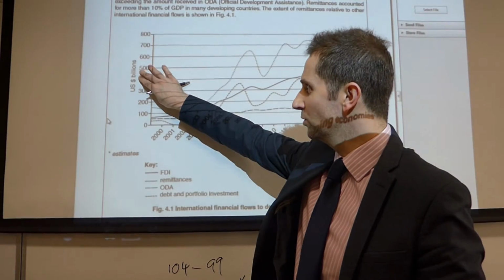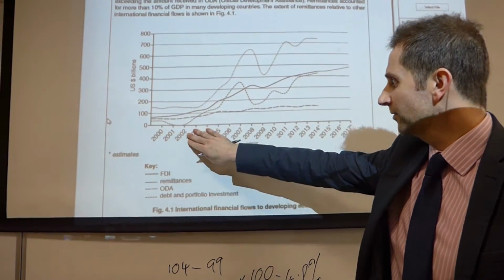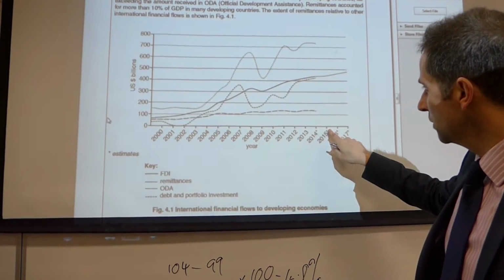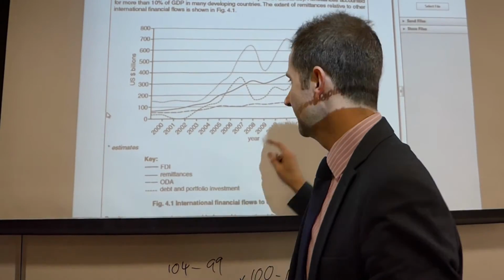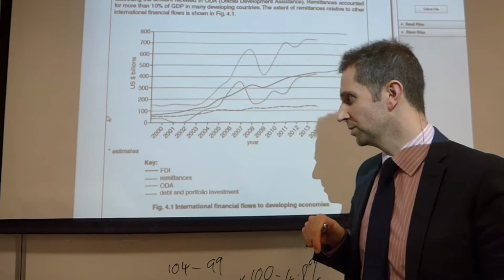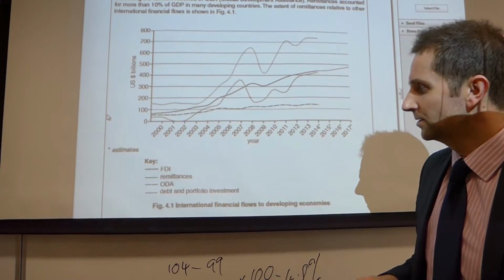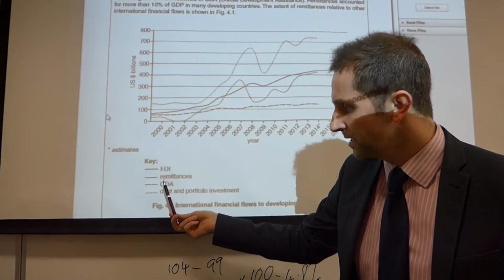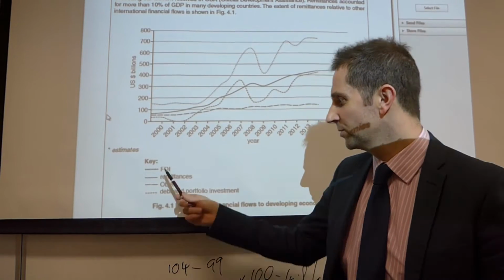You can see here it's in billions of US dollars, and we're working from 99 really through to 2017, although these numbers are asterisked and hence these are forecasted figures, and it tells you that in the extract here. These are estimates. So I hope you're all familiar with what these things are: FDI, remittances, official development assistance, debt and portfolio investment. So FDI, foreign direct investment.